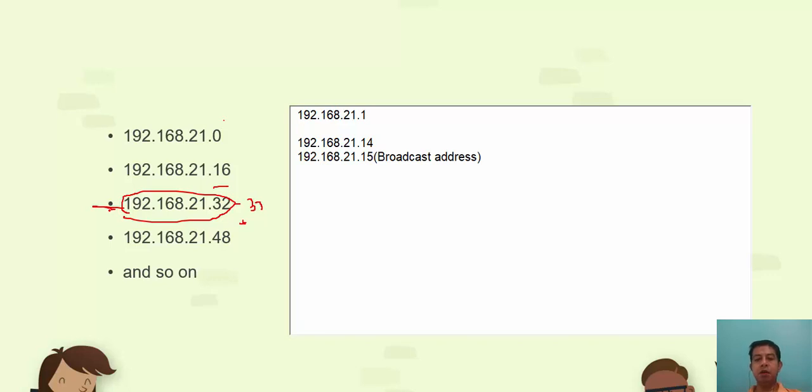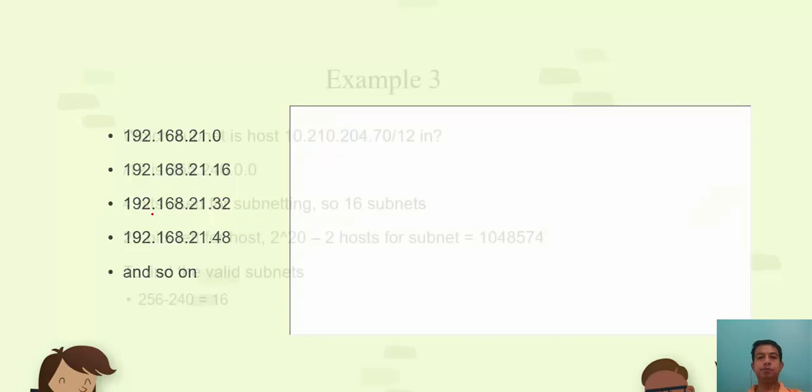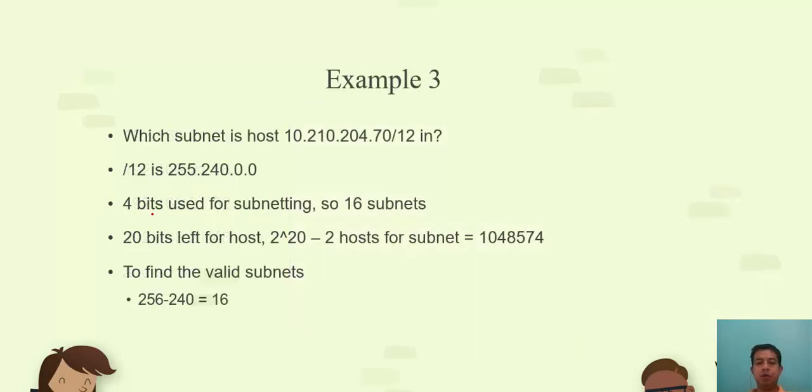The question was to which subnet that IP address belongs. The answer is that the IP address belongs to this particular subnet. The subnet is 192.168.21.32. Clear? Similar example: in which subnet does the host 10.210.240.204/12 belong? Now this is a similar question, so I'll not explain it in detail; you have to follow the same process.